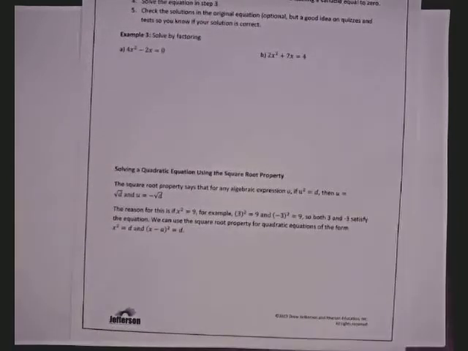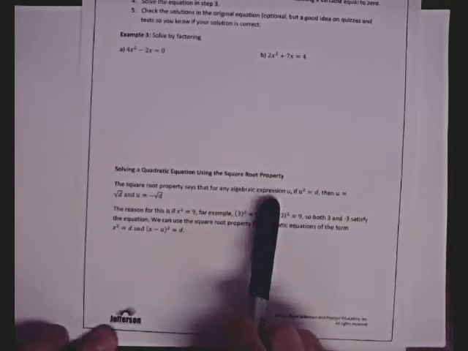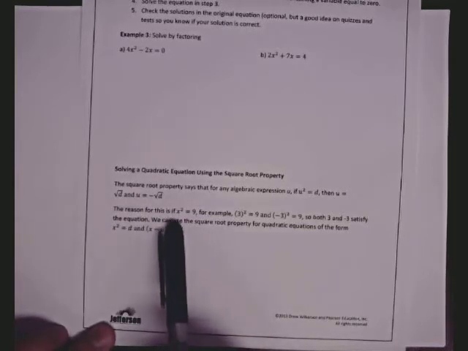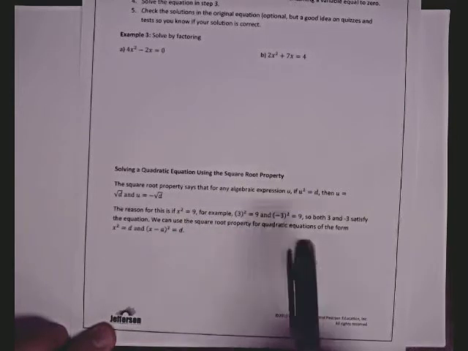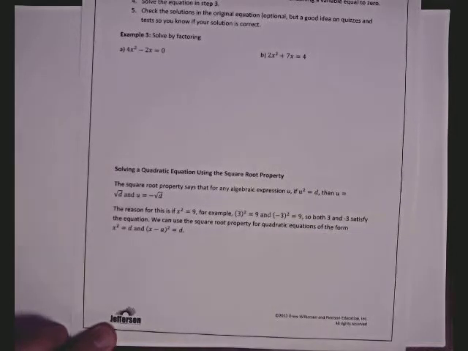All right, our second approach to solving a quadratic equation is to use the square root property. The square root property says that for any algebraic expression, if u squared equals d, then u is equal to the square root of d and negative square root of d. So if you have x squared equaling 9, since 3 squared equals 9 and negative 3 squared also equals 9, both 3 and negative 3 satisfy the equation.